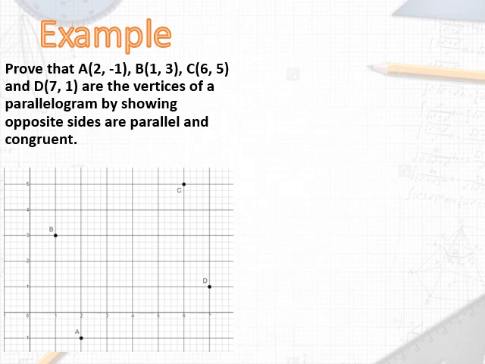So here's our 4 points. We can tell from looking at it that yeah, it looks like it could be a parallelogram, but we want to show that it is actually true. So first step, we're going to prove the opposite sides are parallel. So we've got to use slope for that.